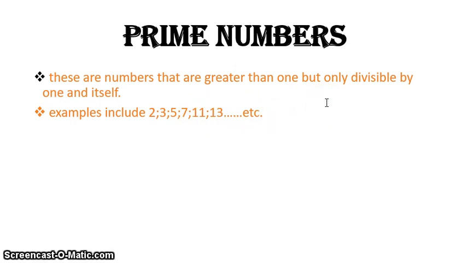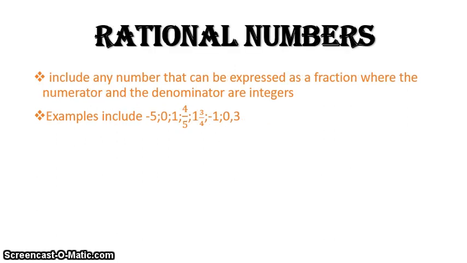Prime numbers are numbers that are only divisible by 1 and themselves. Kindly note that, students. A prime number is only divisible by 1 and itself. So 1 is not a prime number.